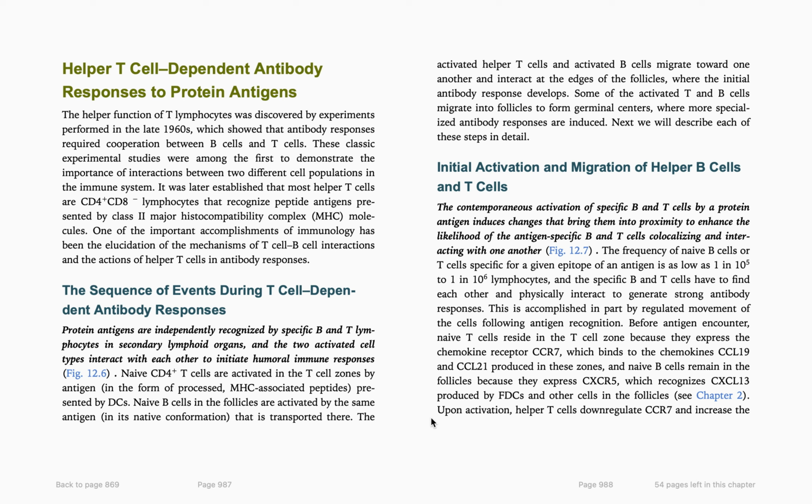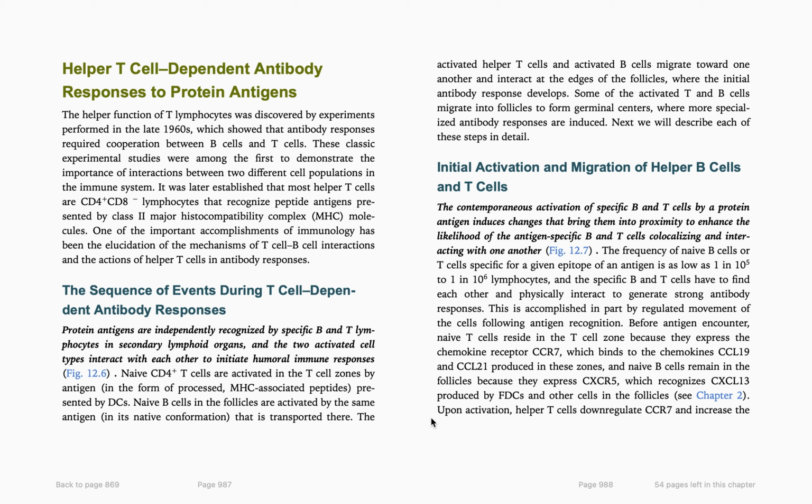The frequency of naive B cells or T cells specific for a given epitope of an antigen is as low as 1 in 10^5 to 1 in 10^6 lymphocytes, and the specific B and T cells have to find each other and physically interact to generate a strong antibody response. This is accomplished in part by regulated movement of cells following antigen recognition.